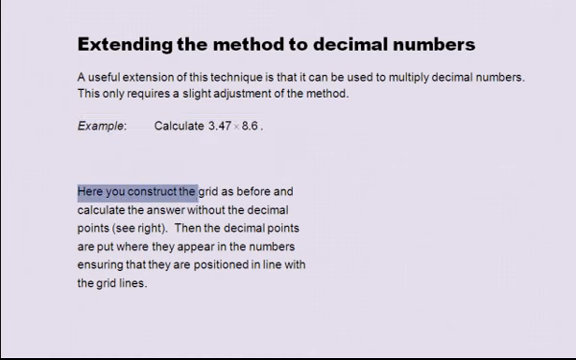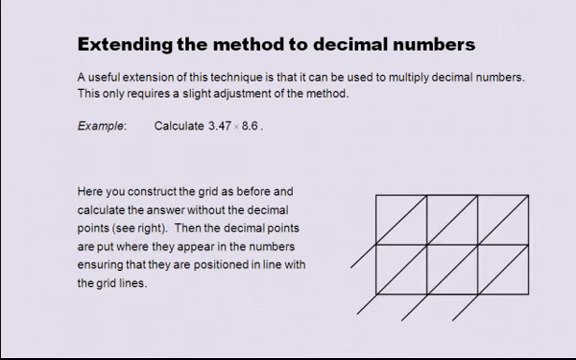Here you construct the grid as before and calculate the answer without the decimal points. See right. Then the decimal points are put where they appear in the numbers, ensuring that they are positioned in line with the grid lines. Your grid will be a 3 by 2, with 3 at the top of the first column, 4 at the top of the second column, and 7 at the top of the third column, 8 at the end of the first row, and 6 at the end of the second row.